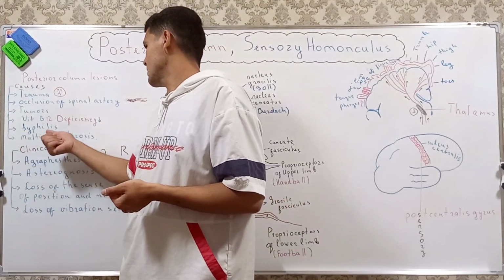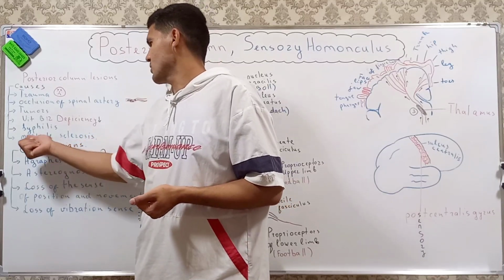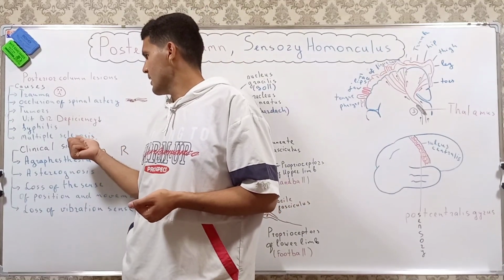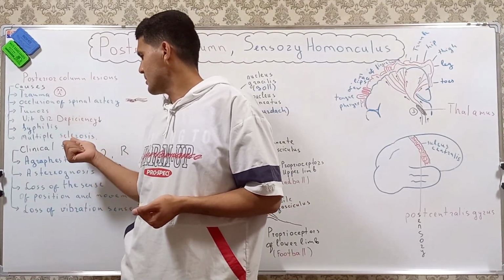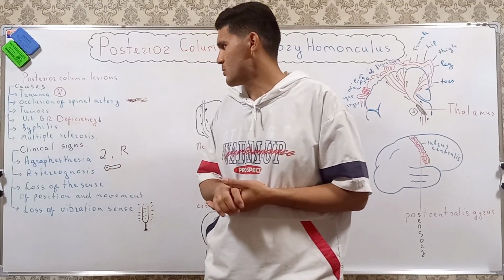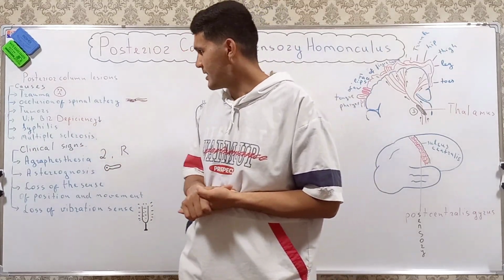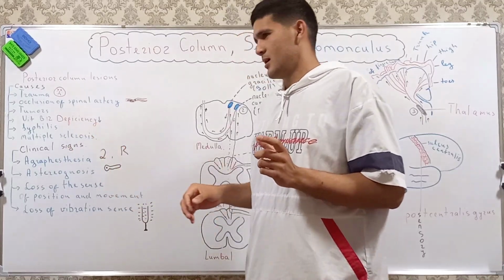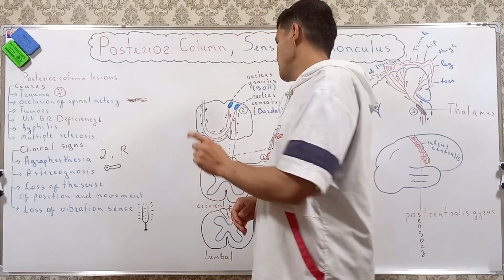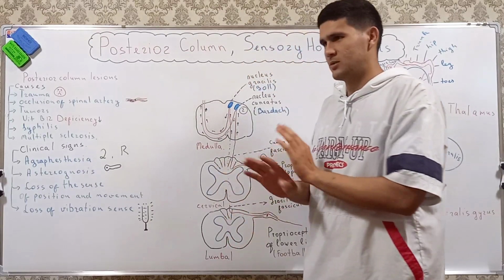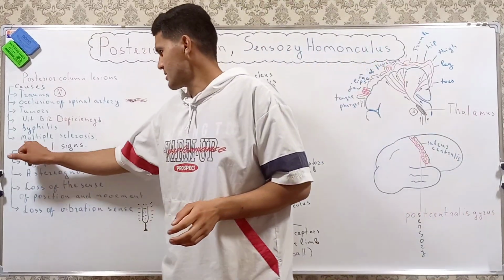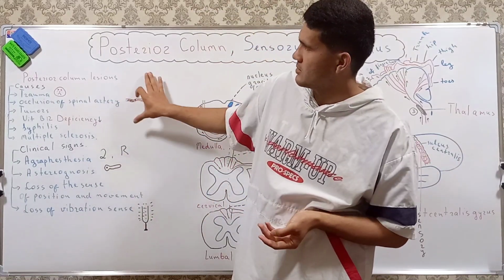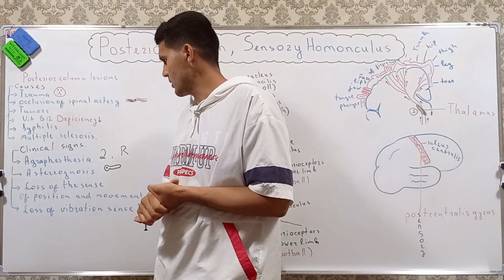You know, oncology is a real problem in our medicine. Then vitamin B12 deficiency. Next is syphilis. Syphilis is a microbiological disease caused by Treponema pallidum. There is a special point that syphilis damages only the posterior columns, not other parts of the spinal cord. Next one is multiple sclerosis. These are the real causes of posterior column events.